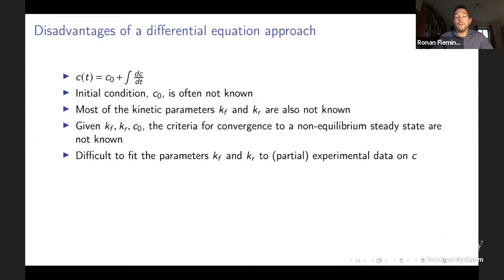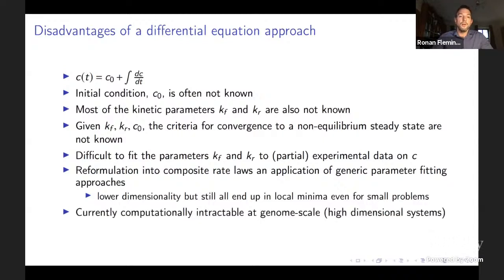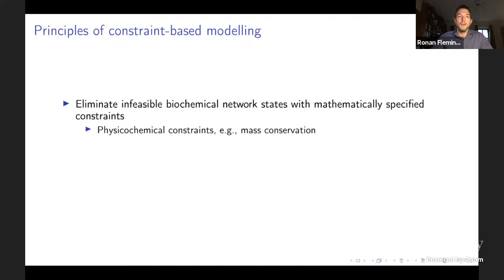And it's also difficult to fit the parameters, even if you're given plenty of dynamic data on the concentrations. There are plenty of approaches to try to reformulate this, but all of them end up with the same type of problems, which is having local minima, can't fit the parameters, aren't enough parameters, initial conditions not known, etc. So it's currently intractable to take this approach for modeling high-dimensional biochemical networks.